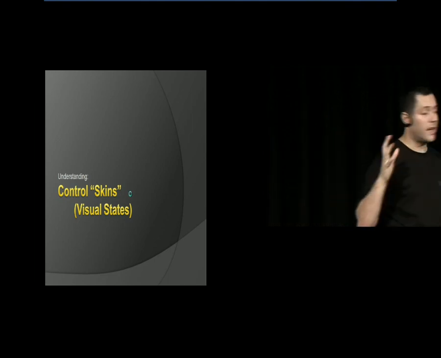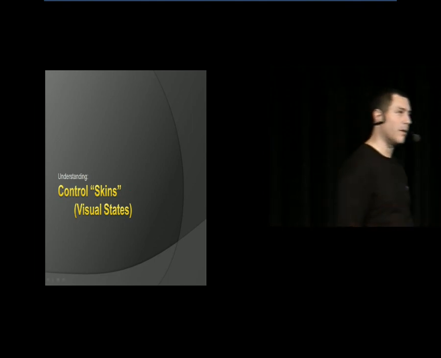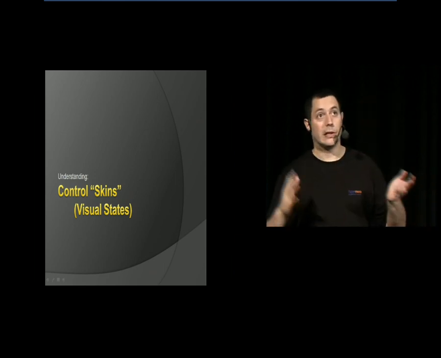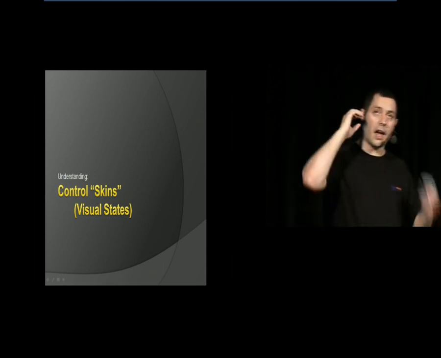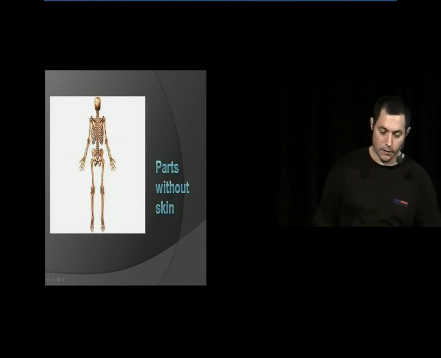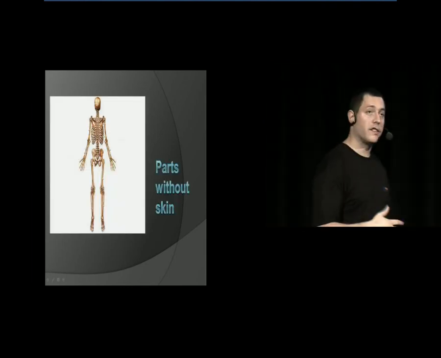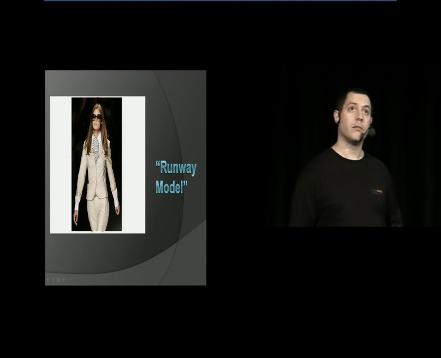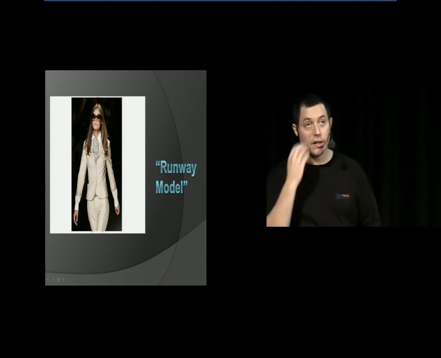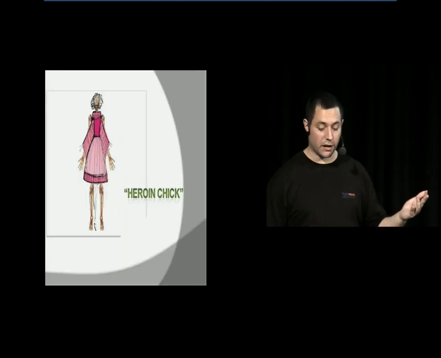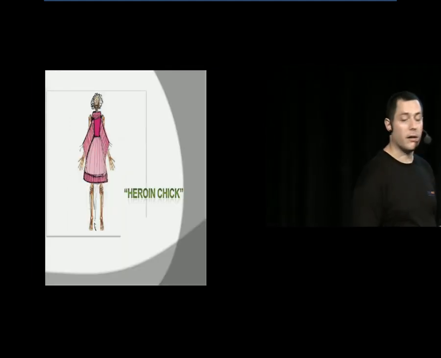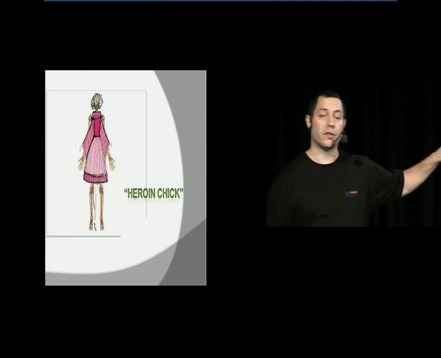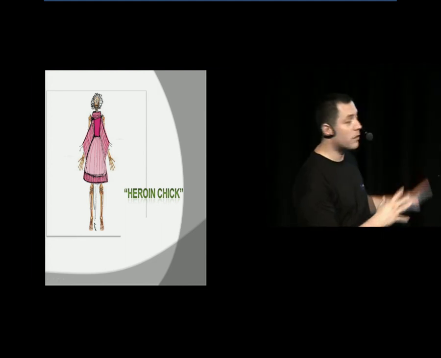Now there are visual states. And you can think of state as a skin. For example, our control can have multiple states, such as disabled. So it looks different when it's disabled. It has enabled, it has mouse down, it has various states. So if we had the skeleton again, the skins of the skeleton are the visual states of the control. So we have a visual state of a runway model on the skeleton. This is one visual state. It may also have a state of heroin chic. Same parts underneath. But I don't care about the visuals as long as the parts underneath are the same. How it looks is the decision of XAML.